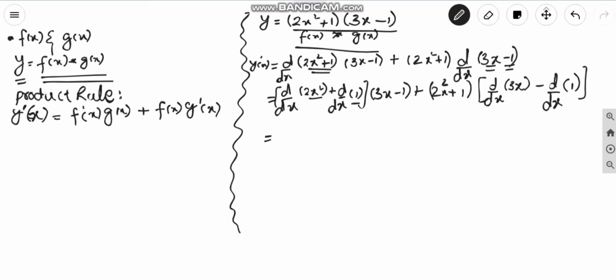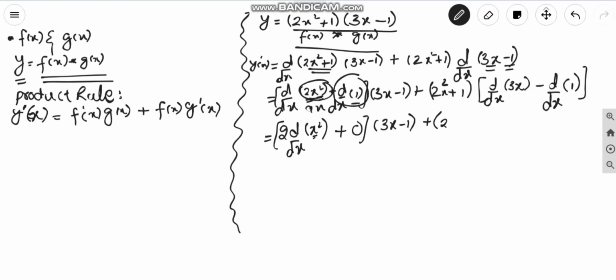Now this first function is in the form of ax, where 2 is a constant and x square is a variable. So according to the rule, place the constant at the start and take the derivative of the variable involved, and this function is in some powers of x, plus the derivative of the constant function, which is 0. Now 3x minus 1 will remain as it is.